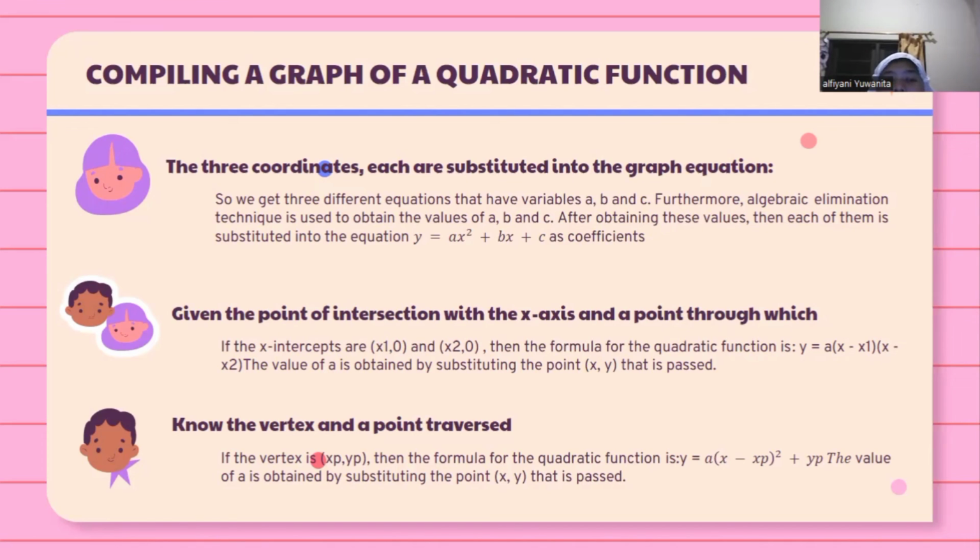Number 3, knowing the vertex and a point traversed. If the vertex is (xp, yp), then the formula for the quadratic function is y equals a multiplied by (x minus xp) squared plus yp. The value of a is obtained by substituting the point (x, y) that is passed through.